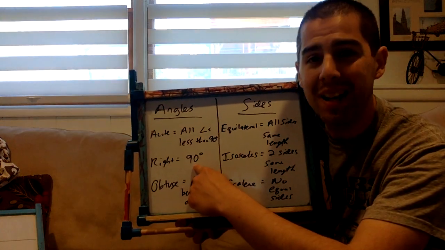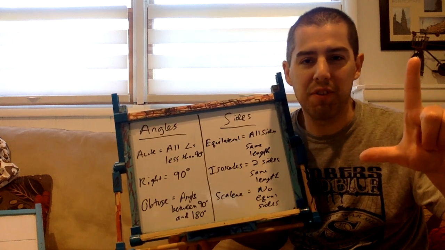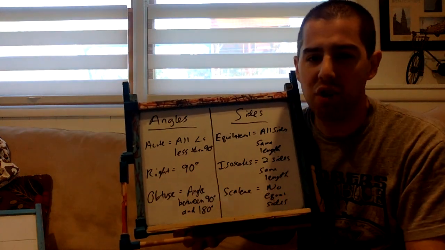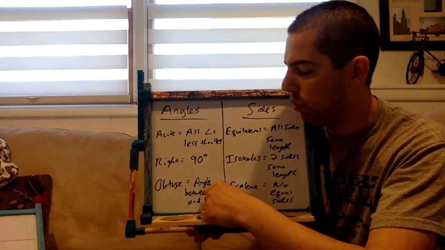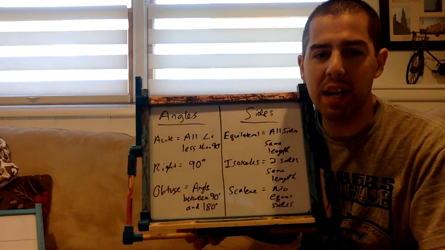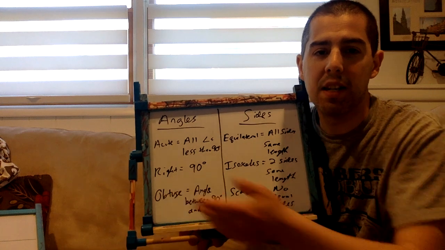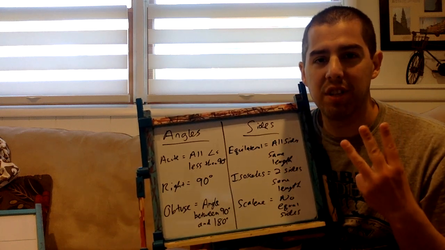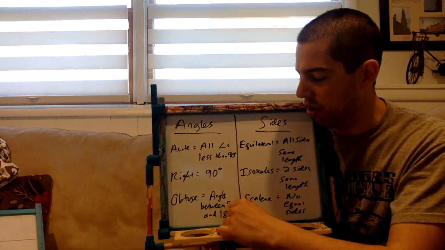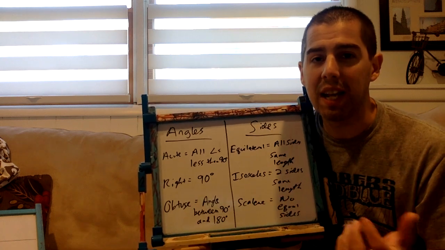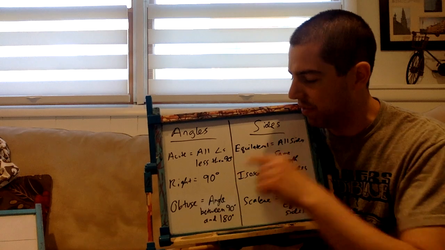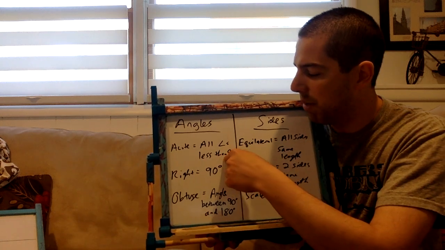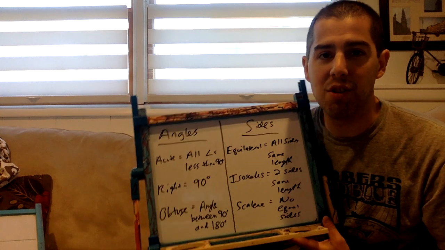If there's one angle that's 90 degrees, a perfect L shape, then it's a right triangle because there's a right angle. If there is one angle that's between 90 and 180 degrees, that makes it an obtuse angle. So when you're looking at the three angles, if one of them is larger than 90 degrees, you're looking at an obtuse triangle. If one of them is 90 degrees, it's a right triangle. And if all of them are less than 90, that's an acute triangle.